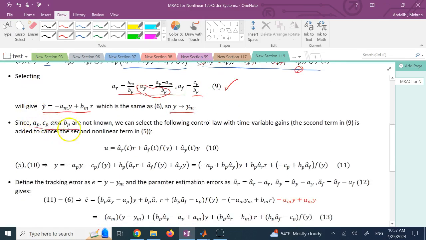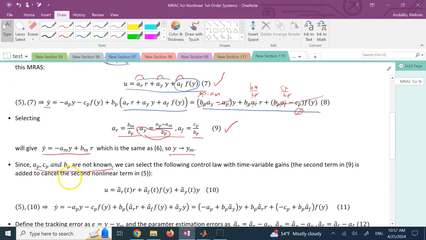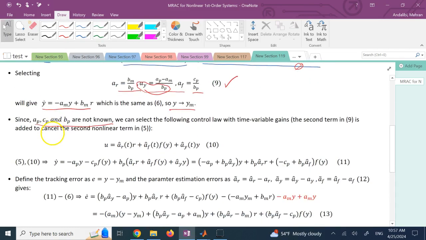But these parameters are not known. Remember, this is adaptive control. We don't know them. So what do we do? Instead of these three constant gains, ar, ay, and af, we use estimates of them, ar hat, af hat, and ay hat, where they are functions of time and they change. How do they change? We'll get to it. But we use their estimates in the control law.